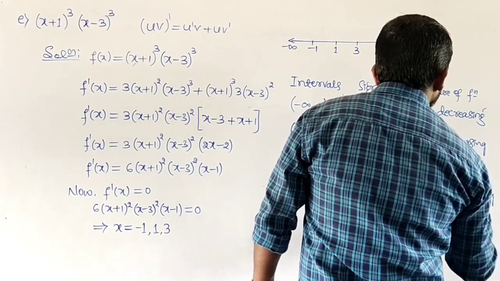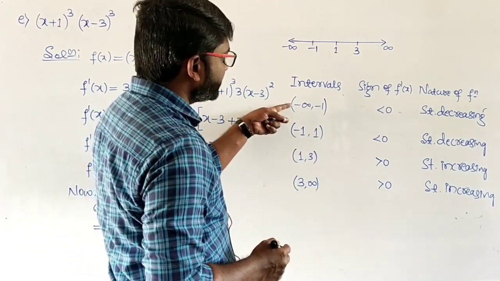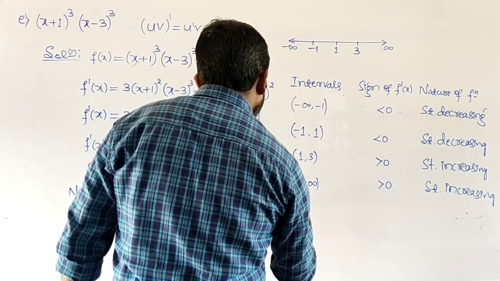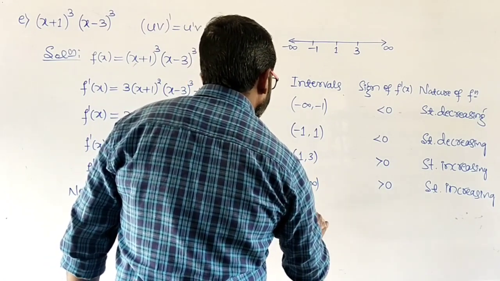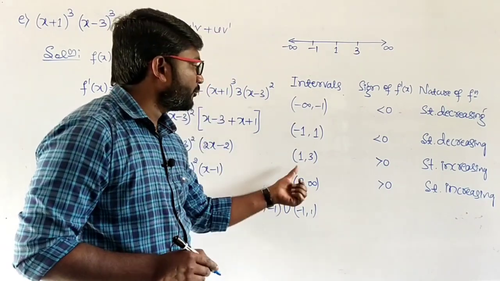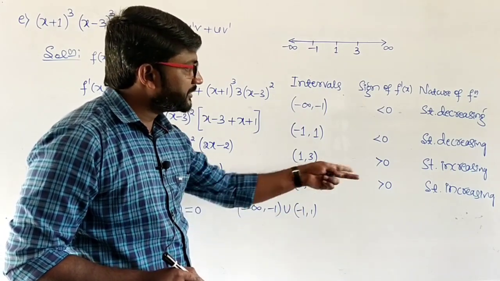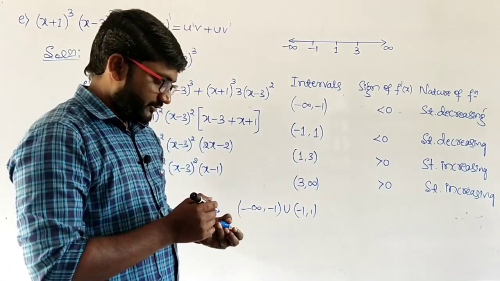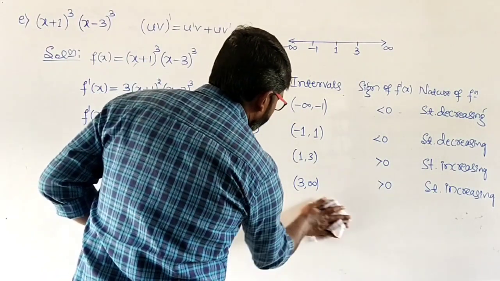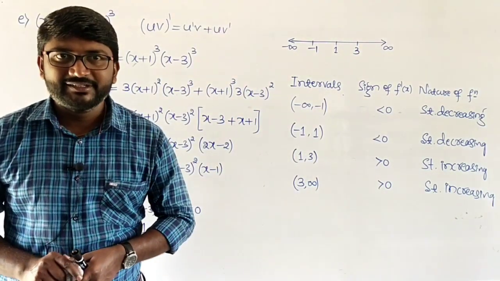So here overall this can be written as in the intervals minus infinity comma minus 1 union and then minus 1 comma plus 1, in these two intervals the function is strictly decreasing, and then interval 1 comma 3 union open interval 3 comma infinity, in these two intervals it is strictly increasing. So this is all about the last case. With this we have completed the 6th main, and it is very important for 2 marks for the board exam.